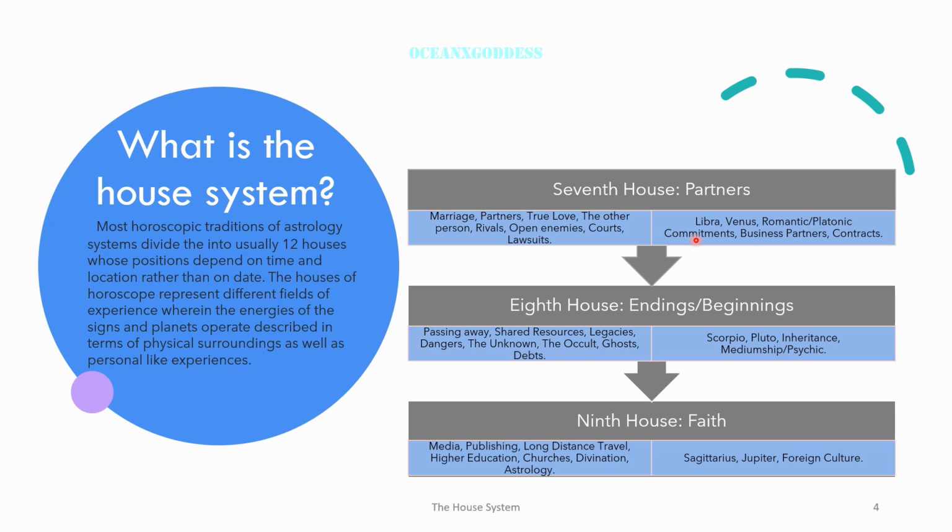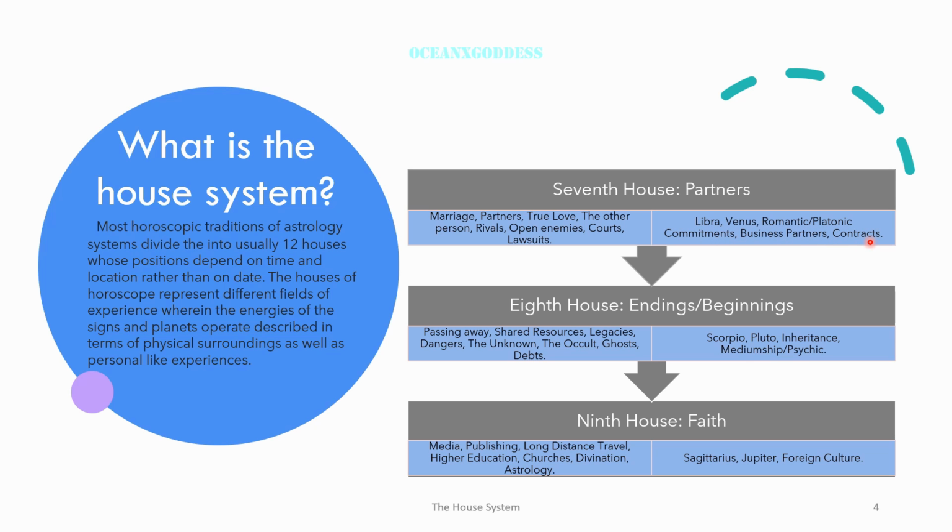Okay, and Libra Venus and Taurus Venus are different things, because Libra deals with our partnerships. The seventh house deals with our partnerships, whether platonic, romantic, or business partnerships, while the second house deals more with our money, our possessions, and our comforts, that side of Venus, just so you guys get a feel. Also, Libra is an air sign and Taurus is an earth sign, so that is also a big difference. So like I said, romantic and platonic commitments, business partners, and contracts.